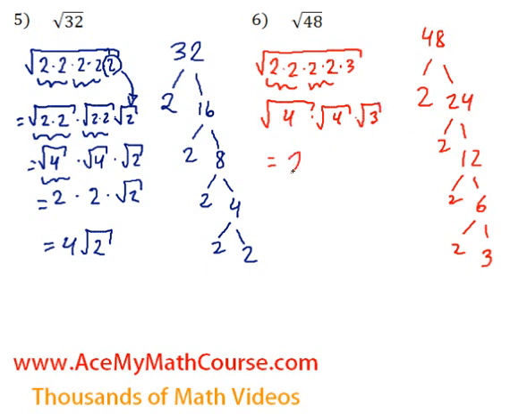So square root of 4 is just 2. Square root of 4 is just 2. And we're multiplying that by the square root of 3. And 2 times 2 is 4. So we have 4 square root of 3. And that's the mixed radical form of the square root of 48. That's it.